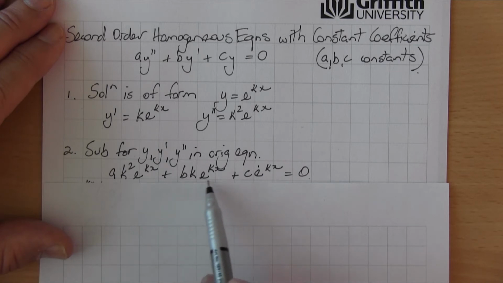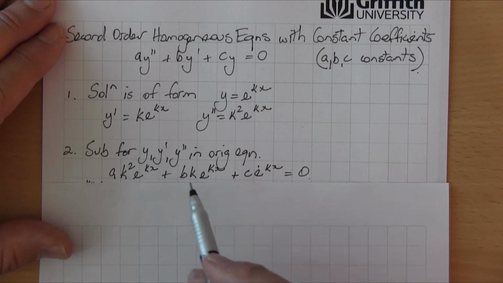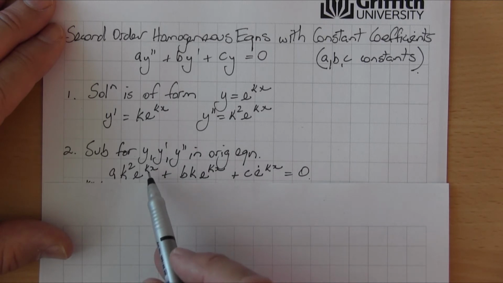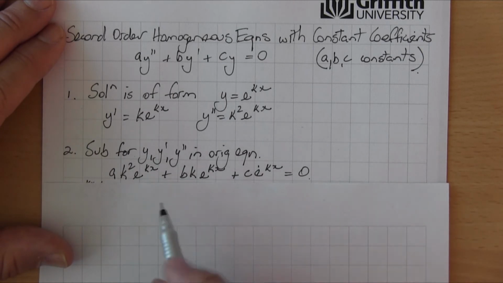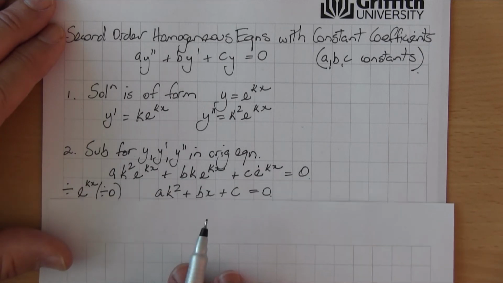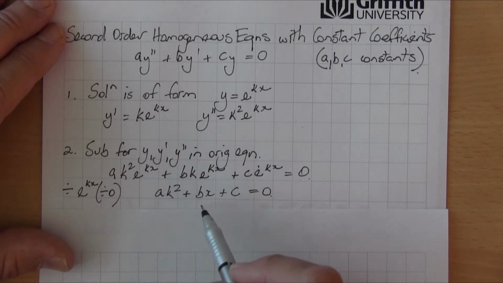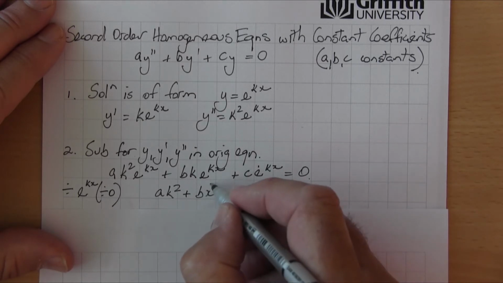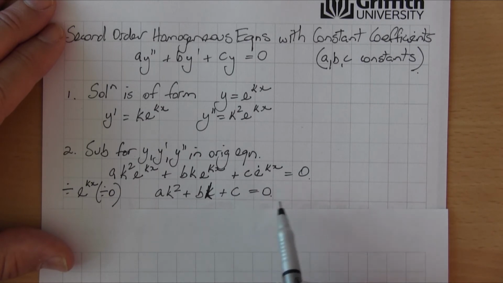You can see looking through there that you've got an e^(kx), an e^(kx), and e^(kx). It is not possible for e^(kx) to be equal to 0, because no matter what value you've got up there, even if that's 0, e to the power of 0 is 1, you're not going to get a 0. So you can divide right through by e^(kx), and we get ak² + bk + c = 0.